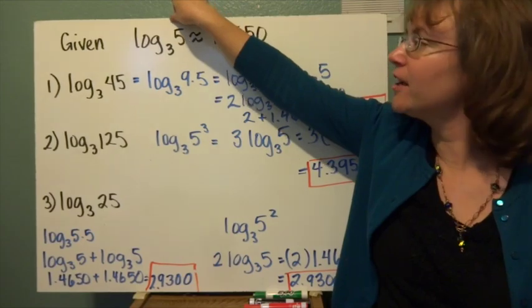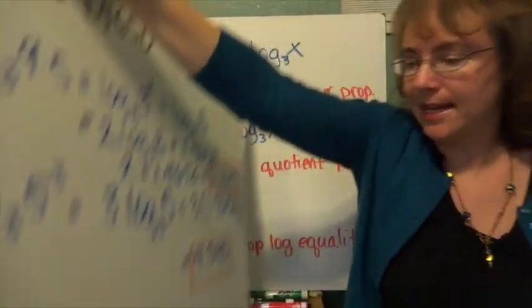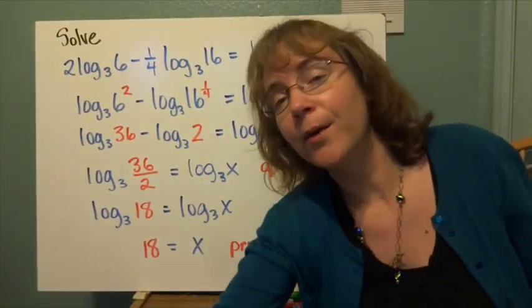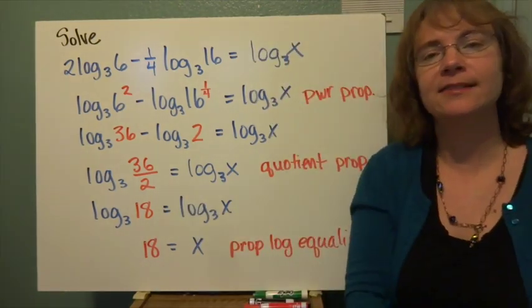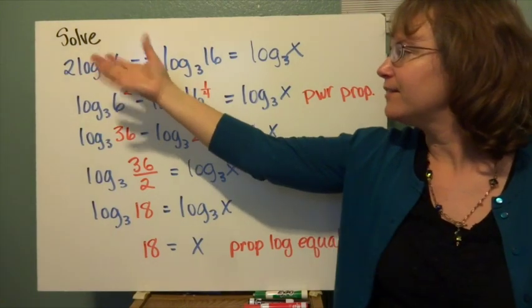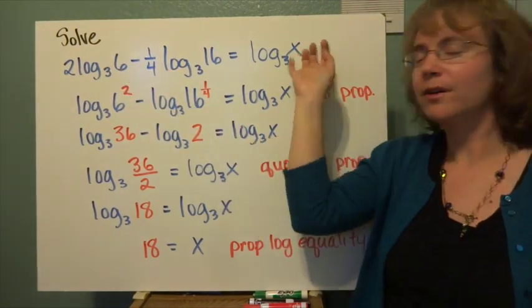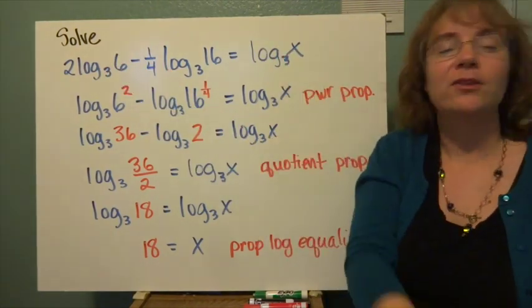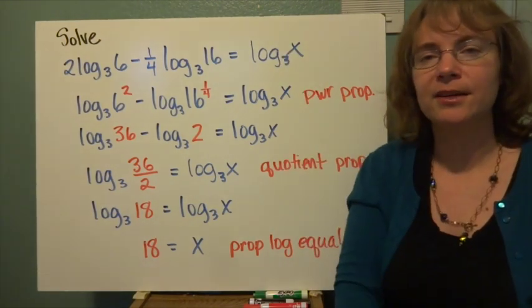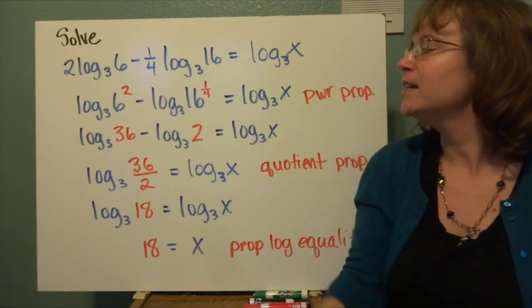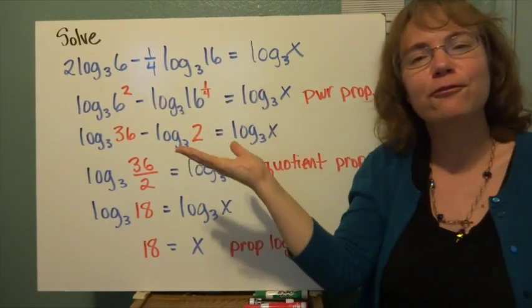So let's take a look at a little more complicated example where we're asked to solve using those properties. So we wonder what x is going to be. We know what this side of the equation is. That's just some number, and it equals the log base 3 of x. Now, when you have unknowns in logarithms, there are 2 ways you could do it. This is kind of the first way.